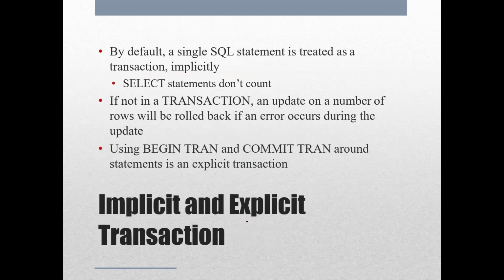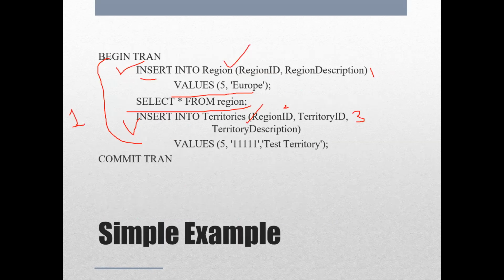So implicit and explicit transaction, I've already told you about implicit and explicit transaction. Would anyone like to tell me what implicit and explicit transaction is in the chat window? Anyone? What is implicit and explicit transaction? We have discussed both, or at least we discussed implicit transactions. Anyone in the chat window?